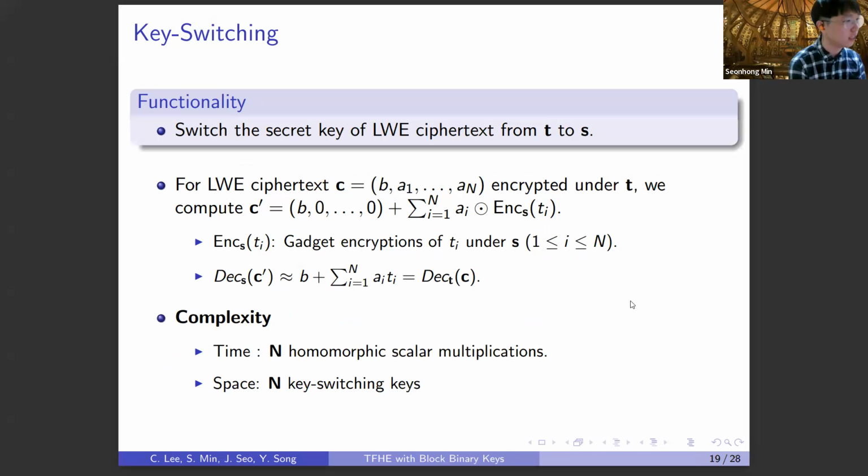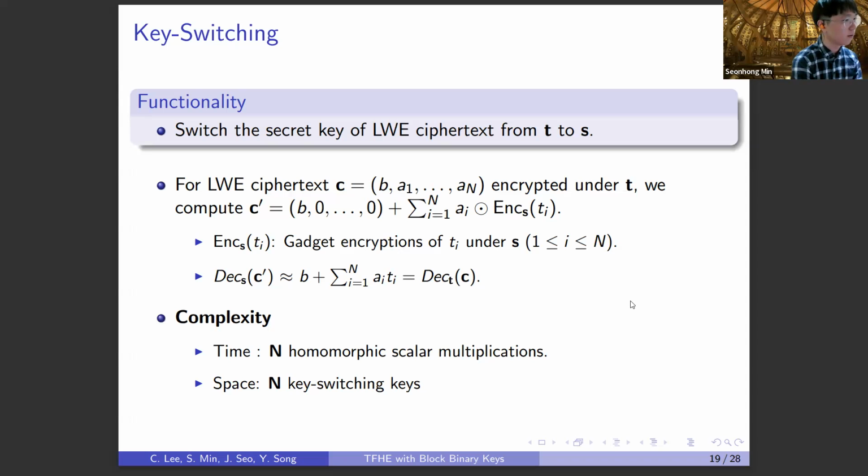Let's get into the details of the compact key switching then. The functionality of key switching is to switch the secret key of an LWE ciphertext from T to S. So given an LWE ciphertext C encrypted under T, you can compute C prime as follows: the trivial encryption of B, plus the sum over i equals 1 to N of the gadget decomposition of A_i times the encryption of T_i. Say if you decrypt C prime, then you obtain approximately B plus the sum of A_i T_i, which is the decryption of C.